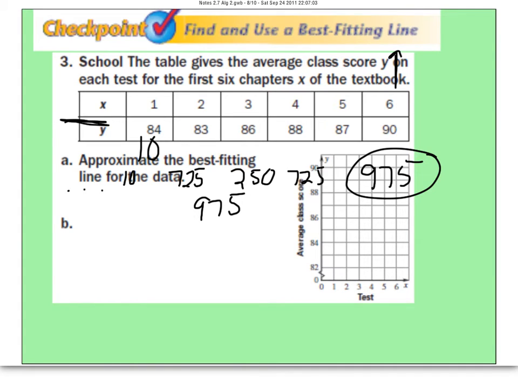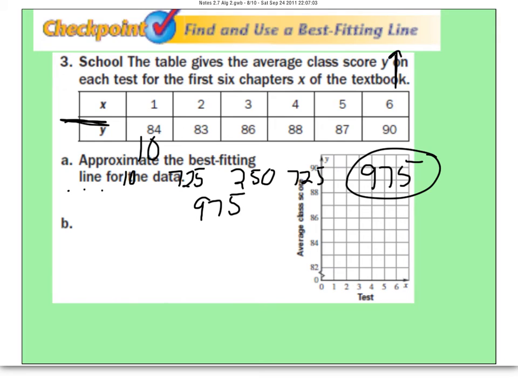To find the b, I'm going to put this ordered pair in. So 86 for y, 1 times 3. I'm going to subtract 3 from both sides and get 83. So I'm going to take that and put it here. Final equation will be y equals 1x plus 83.